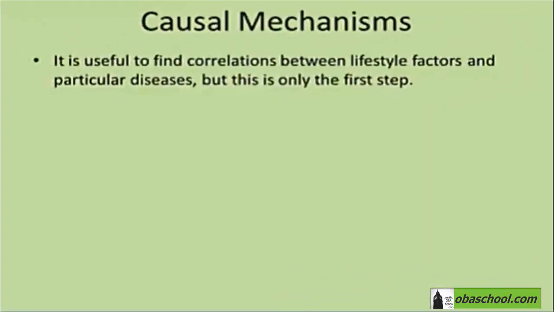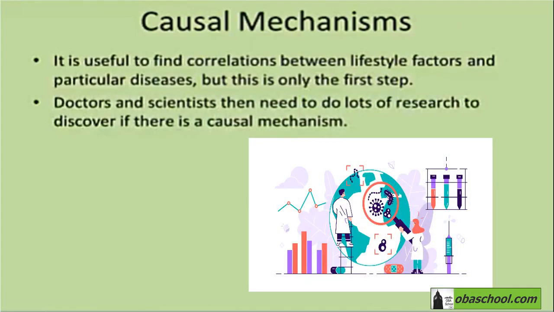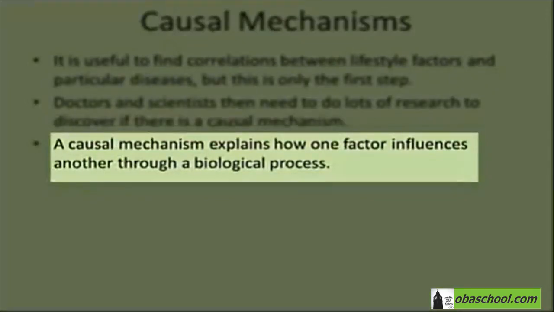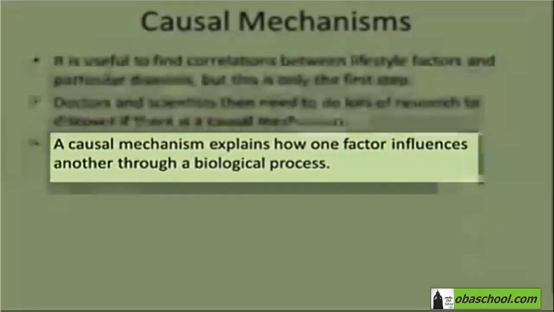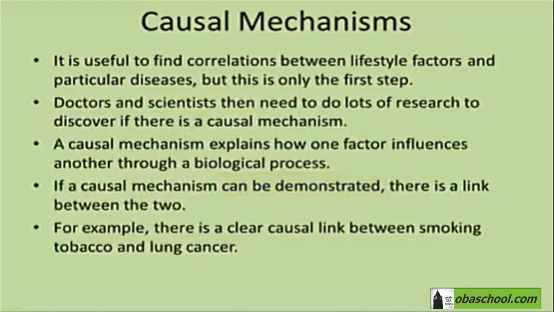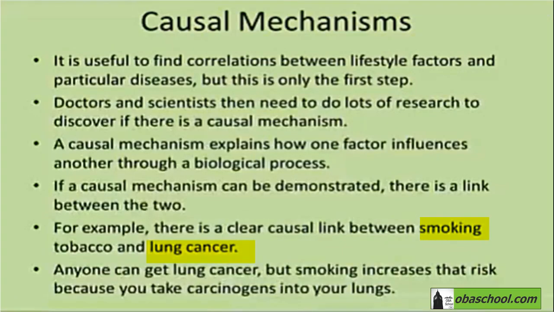It is useful to find correlations between lifestyle factors and particular diseases, but this is only the first step. We cannot assume that there is a causation. Doctors and scientists then need to do lots of research to discover if there is a causal mechanism. A causal mechanism explains how one factor influences the other through a biological process. If a causal mechanism can be demonstrated, then there is a link between the two. For example, there's a clear causal link between smoking tobacco and lung cancer. Anyone can get lung cancer, but smoking increases that risk because you take carcinogens into your lungs. So this is the biological mechanism that demonstrates the causation.